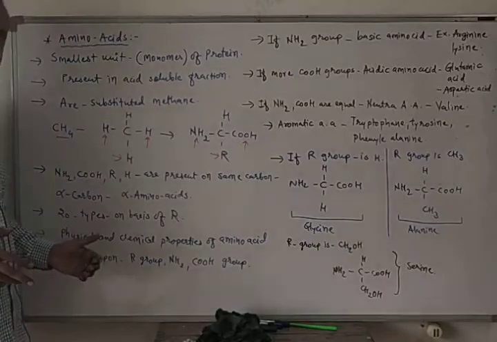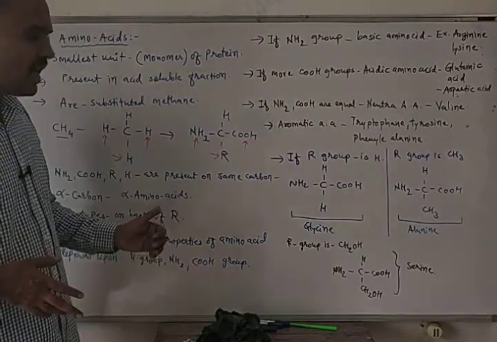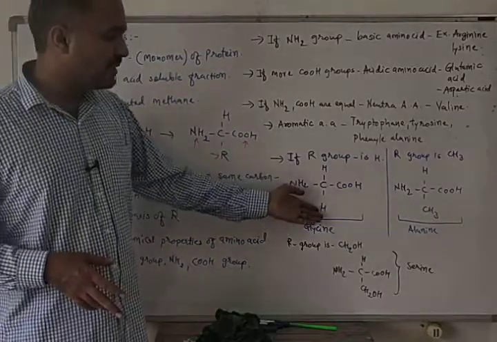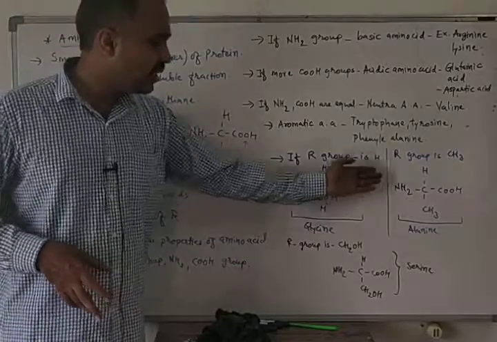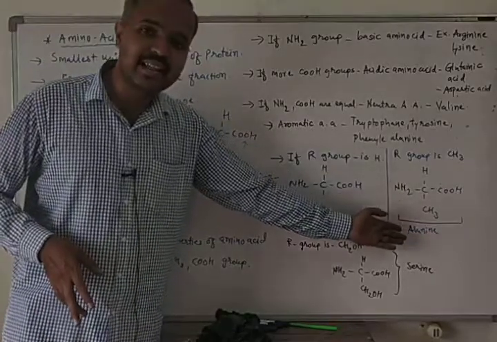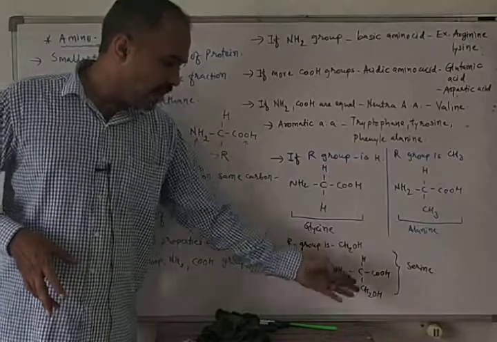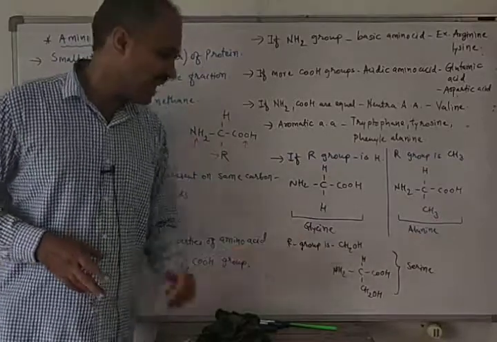And there are 20 types of amino acid based on the R group. If hydrogen is present as R, then it is glycine. If a methyl group is present as R, then it is alanine, and if hydroxymethyl is present as R, then it is serine.